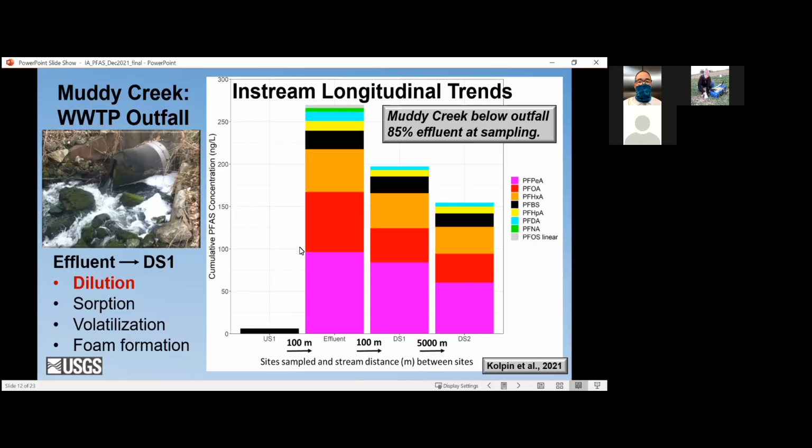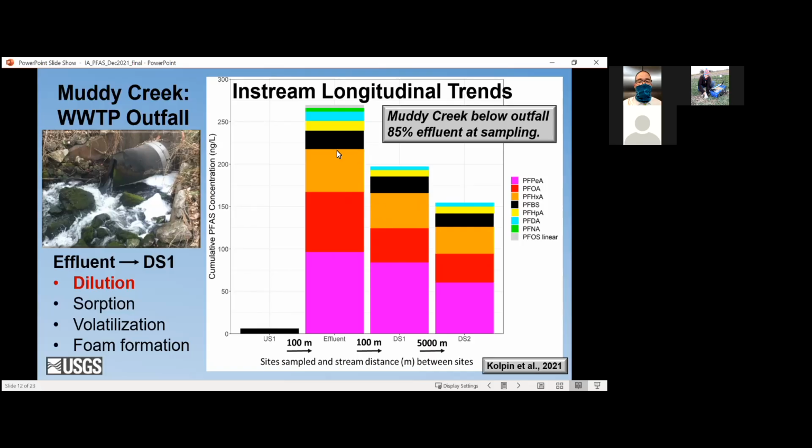And you bracket that effluent and go 100 meters below the outfall, and you can see a whole range of PFAS detected. And it's really this contribution, this input of the effluent, that is causing this suite of chemicals. So it really shows the strong PFAS gradient from the input of this wastewater treatment plant.